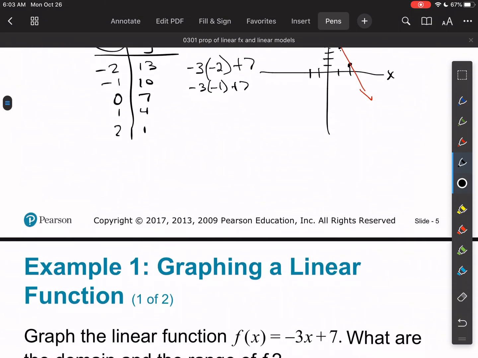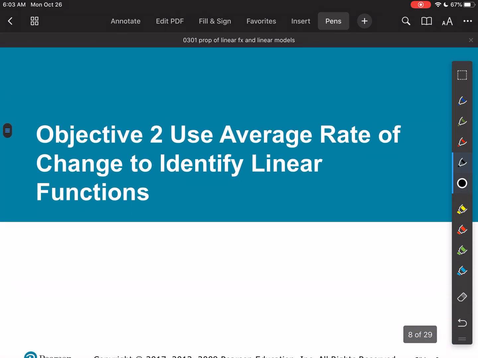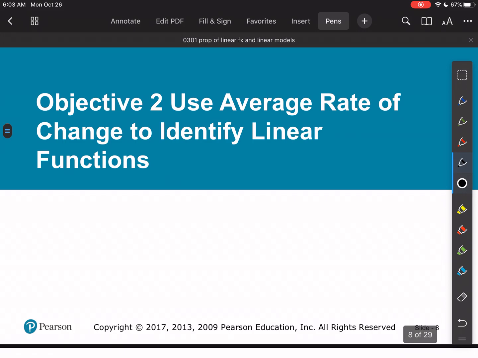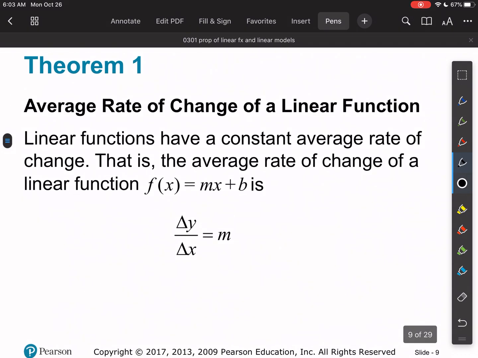All right, so I'm giving you some strategies there. This just walks us through the solution. So now we're going to move on to objective 2. That was objective 1, how do we graph a line? Objective 2, now we're going to use the average rate of change to identify a linear function. So again, average rate of change of a function is slope. So how much is it changing in the y direction versus the x? It's the change in y over the change in x.